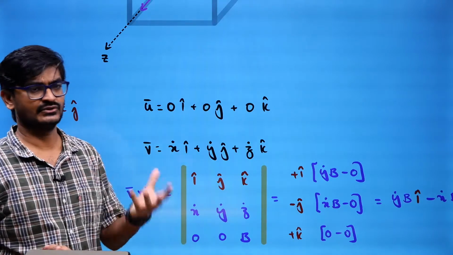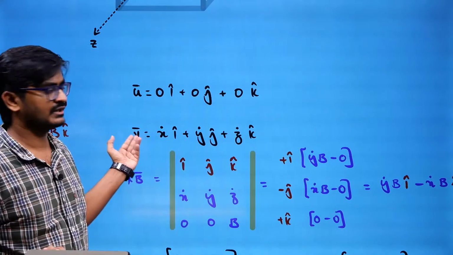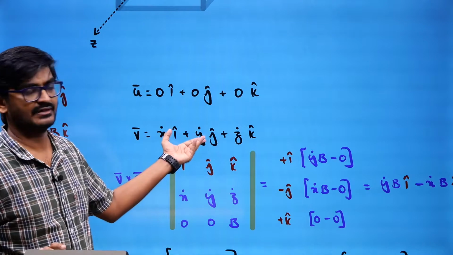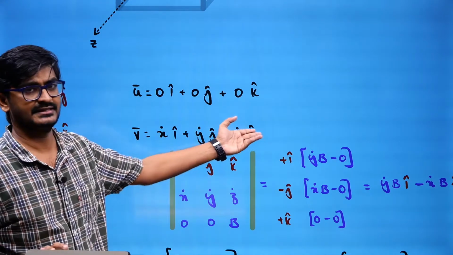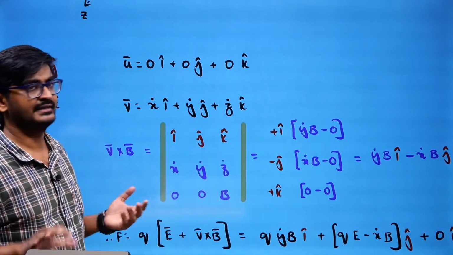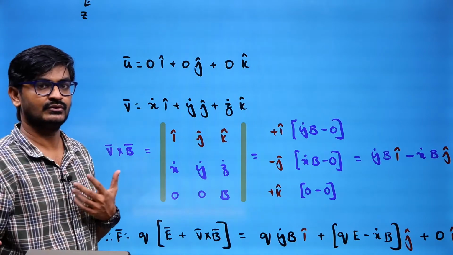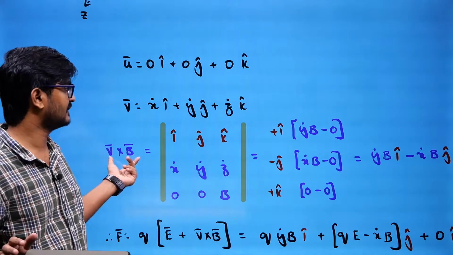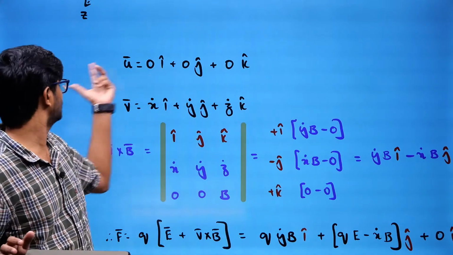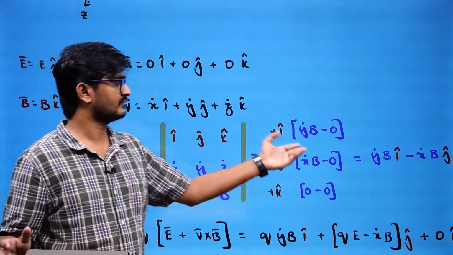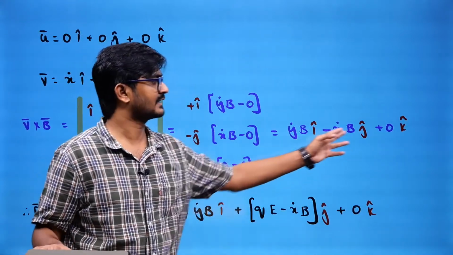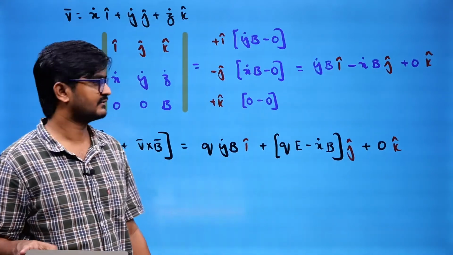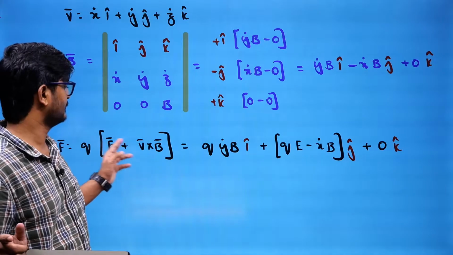Initial velocity is 0 given, initial coordinates are 0 given, and at any time the velocity, if I take it as dx by dt i cap plus dy by dt j cap plus dz by dt k cap, I have to find the net force. Net force is q into v bar cross b bar plus q into e bar. So I am going to take v bar, I am going to take b bar. When I find v bar cross b bar, I will be getting something like this. Now I need to find the net force. Net force is q into e bar plus q into v bar cross b bar.